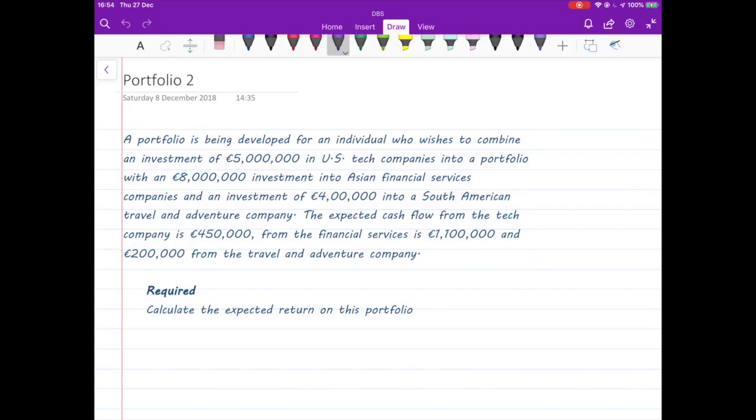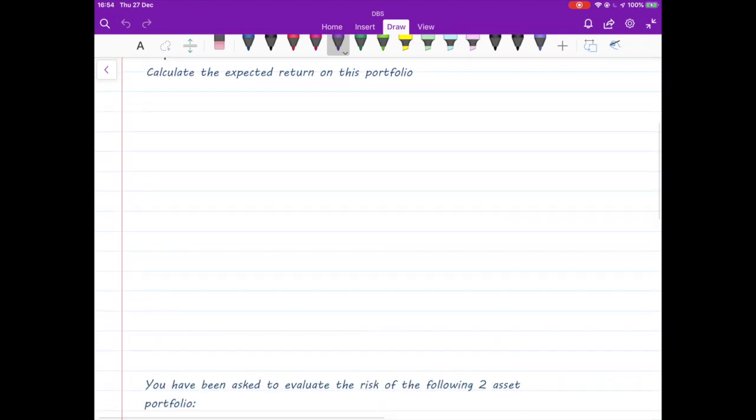So today we're going to start with portfolio theory and the expected return. In this case, we have a portfolio of three assets with a value of 5 million, 8 million, and 4 million respectively. That should be 4 million. And then there's a cash return that's expected on each of those. So let's start by just capturing all that information into a table.